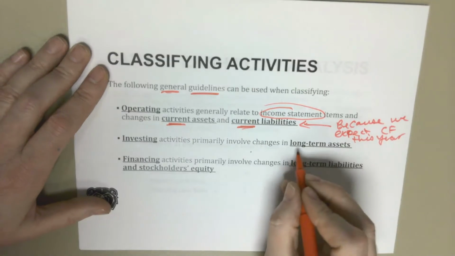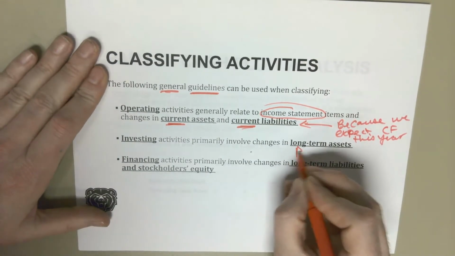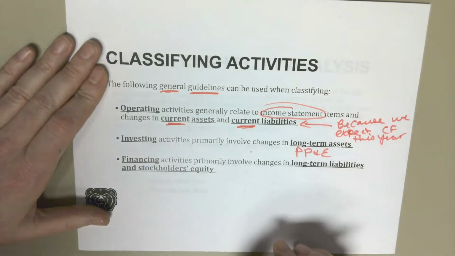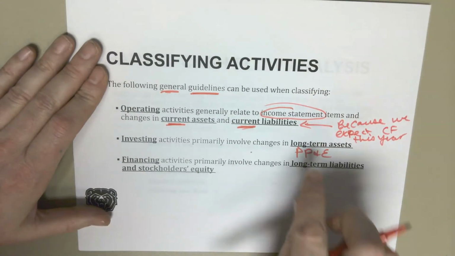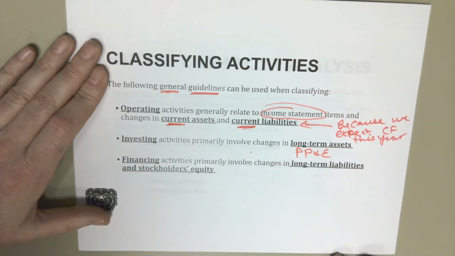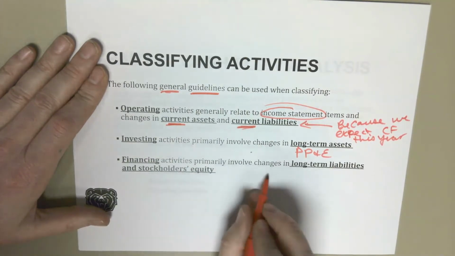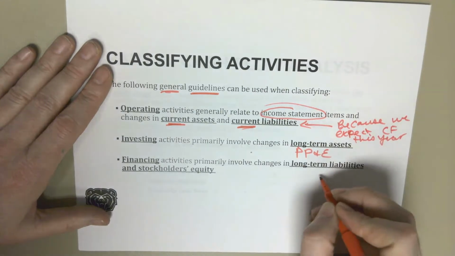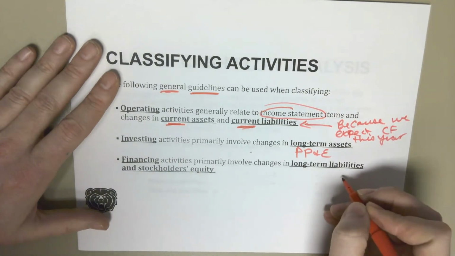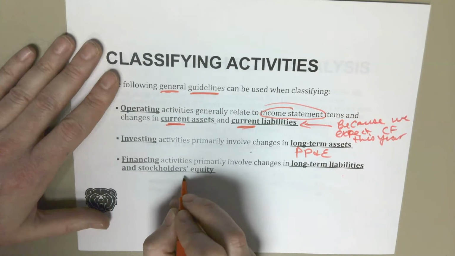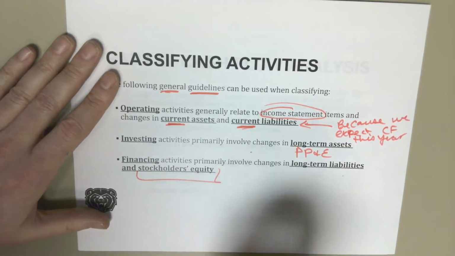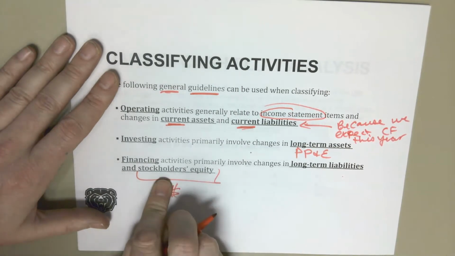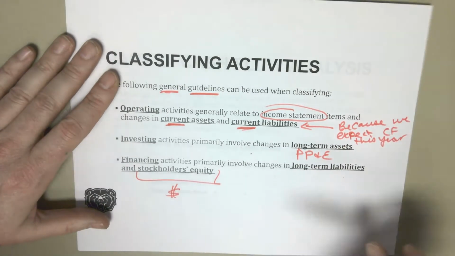Investing activities, they're going to be changes in long-term assets. Remember, long-term assets are your PP&E, okay? So changes in PP&E, whether those are increases or decreases, those are going to be investing activities. And finally, financing activities involve changes in long-term liabilities, right? Long-term because we don't expect this cash flows this year. And stockholders' equity because we have sold ownership in our company, and that is how we got the money, right? We got the money through selling ownership in our company.